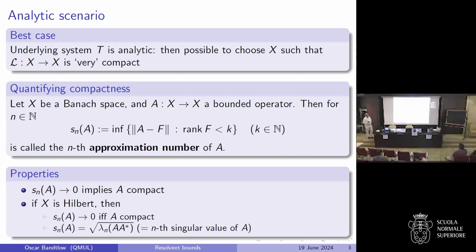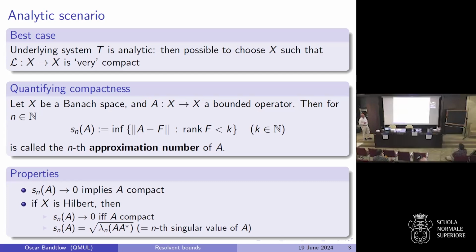And there's a way in this situation where you can choose a Banach space X in such a way that the corresponding transfer operator is very compact. So "very" is not a mathematical term. Let me try and make sense of this. What I mean is that this operator certainly is compact, but it can be approximated sufficiently fast by finite rank operators. And in order to measure the speed with which operators can be approximated by finite rank operators, it's convenient to introduce these objects over here.